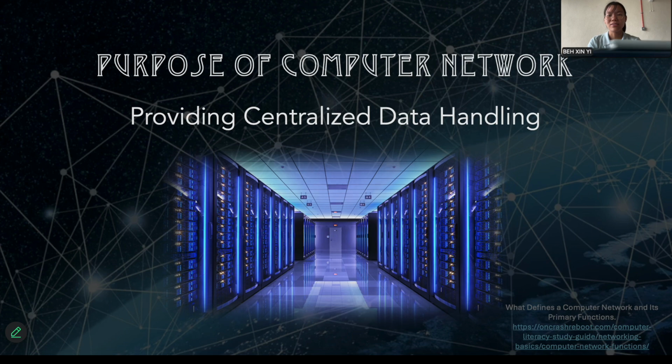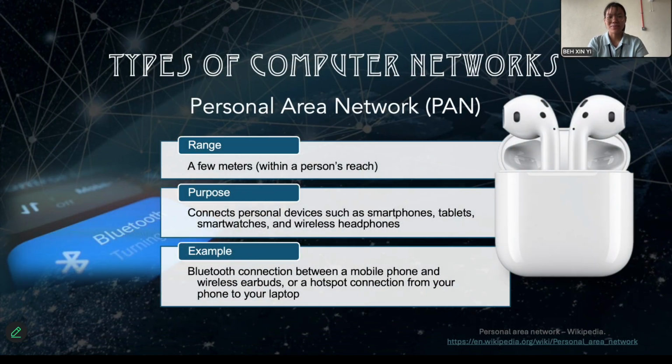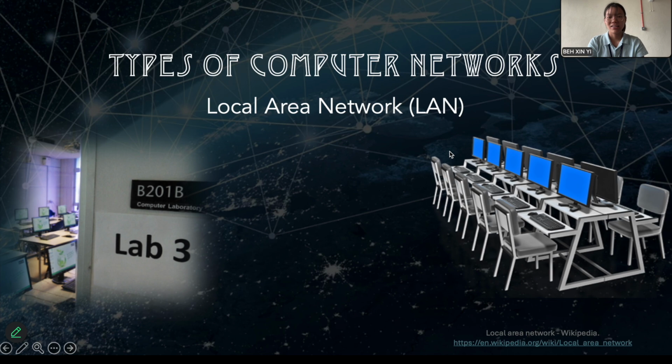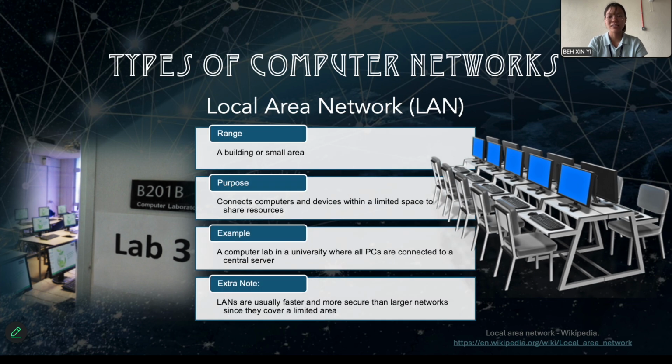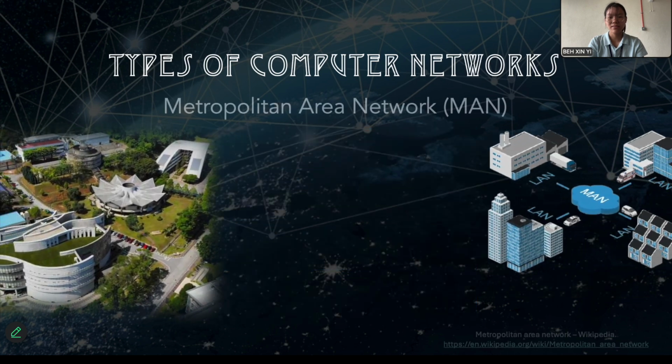Now let's move on to the types of computer networks. Personal Area Network, PAN, covers a few meters. An example would be Bluetooth. Local Area Network, LAN, covers a building or small area. An example is a computer lab in a university where all PCs are connected to a central server.